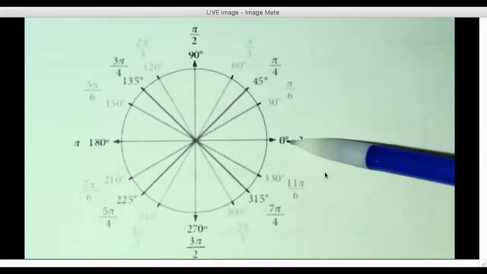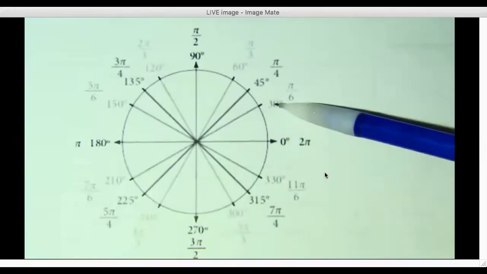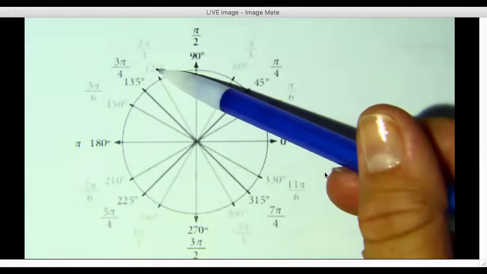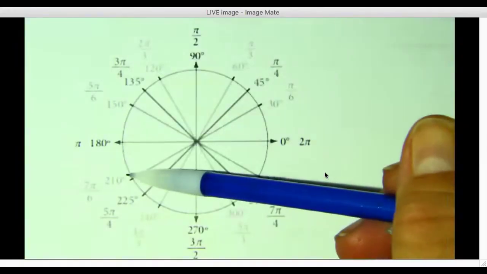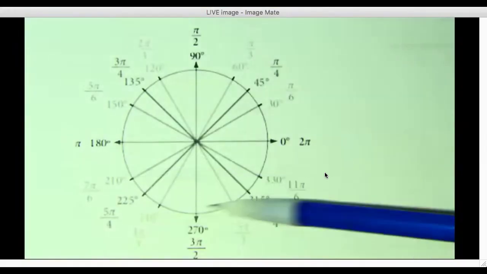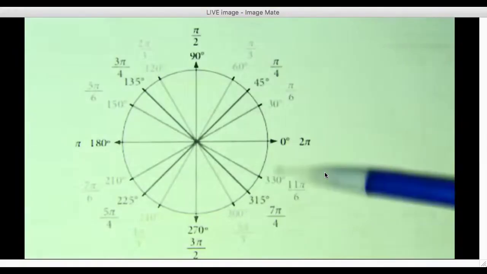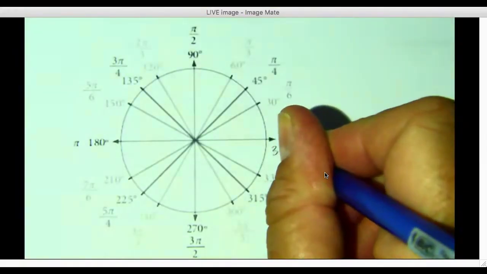So going in degrees here, counting by 30 degrees, 0 plus 30 is 30. Plus 30 is 60, plus 30 is 90, plus 30 is 120, plus 30 is 150, plus 30 is 180, plus 30 is 210, plus 30 is 240, plus 30 is 270, plus 30, 300, plus 30, 330, plus 30 would be 360.